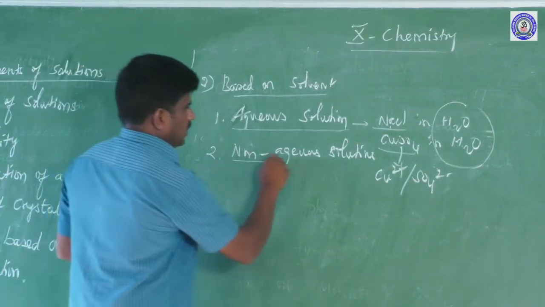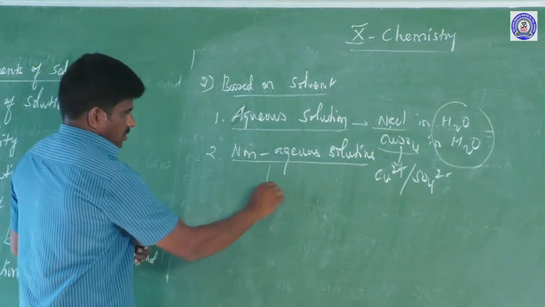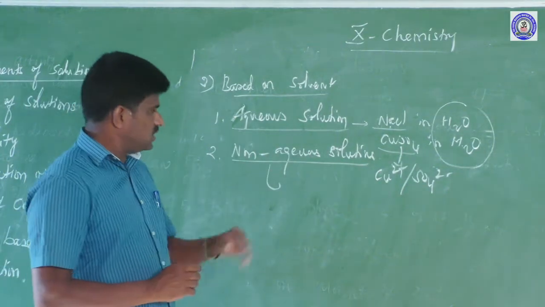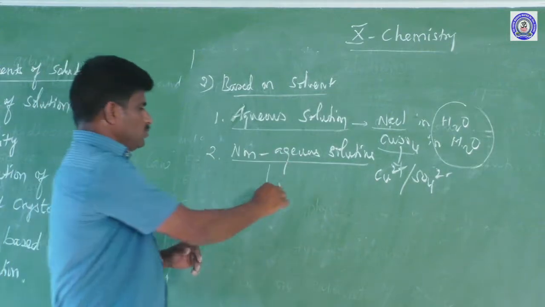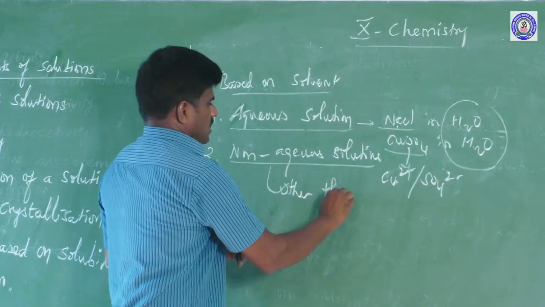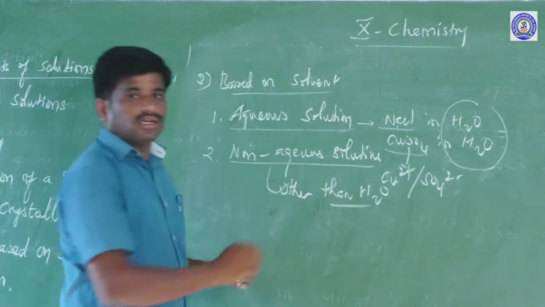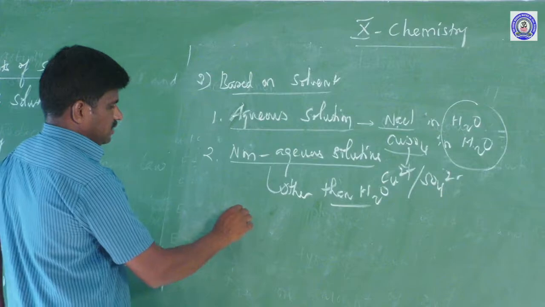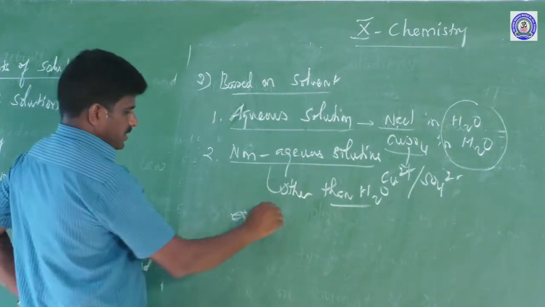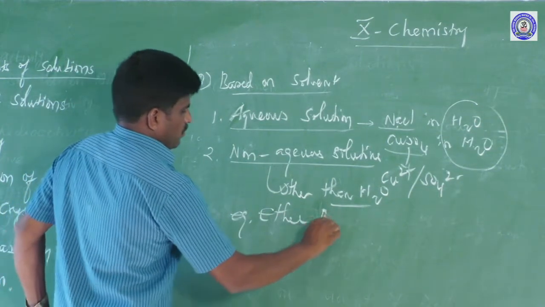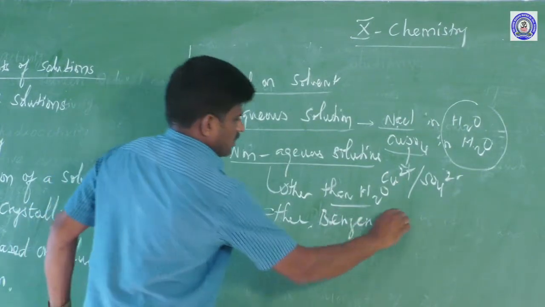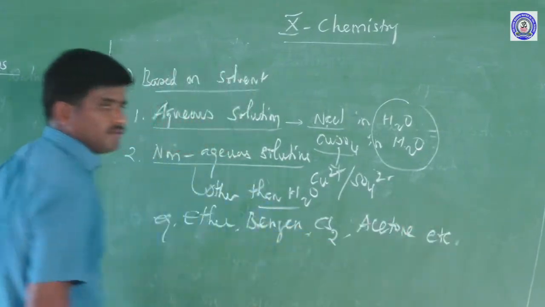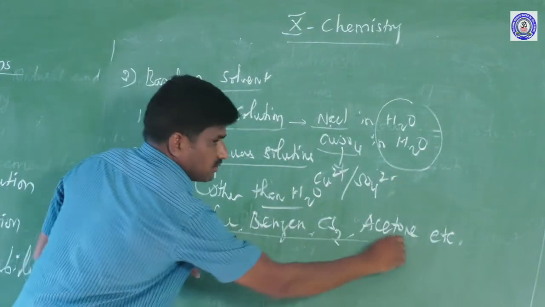Let's go to non-aqueous solutions. These are solutions in which a solvent other than water is used. In a solution where something other than water acts as the solvent, such solutions are called non-aqueous solutions. For example, what are the non-aqueous solvents? Ether, benzene, carbon disulfide, acetone, etc. These act as non-aqueous solvents.